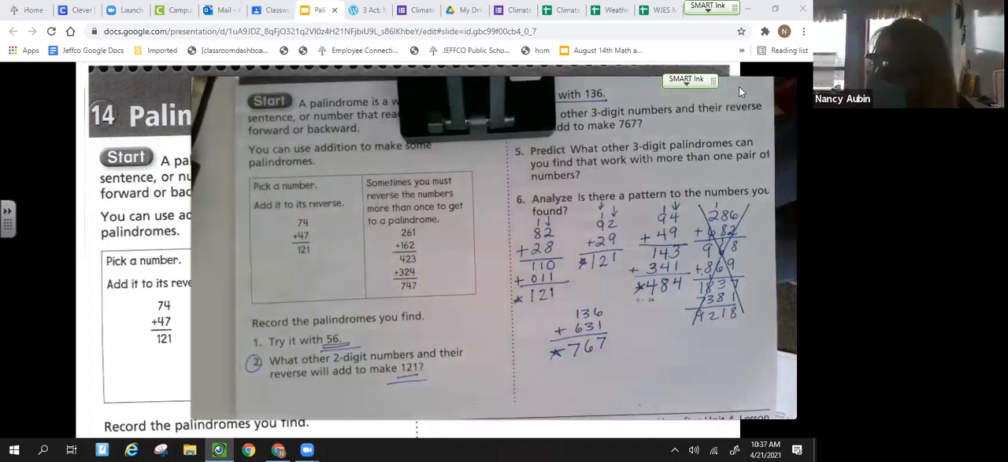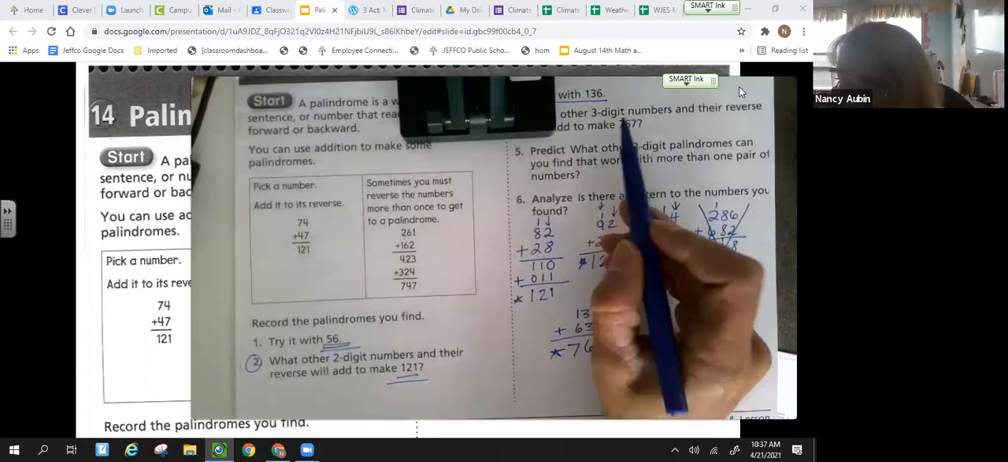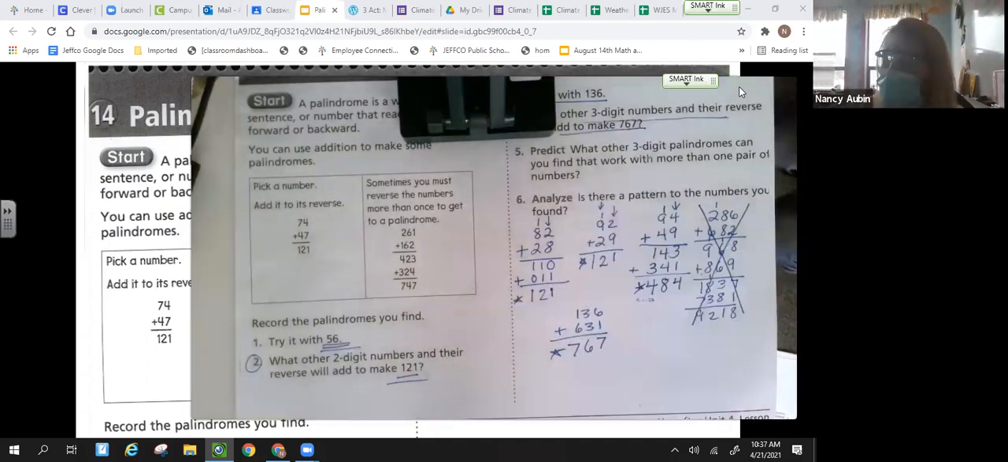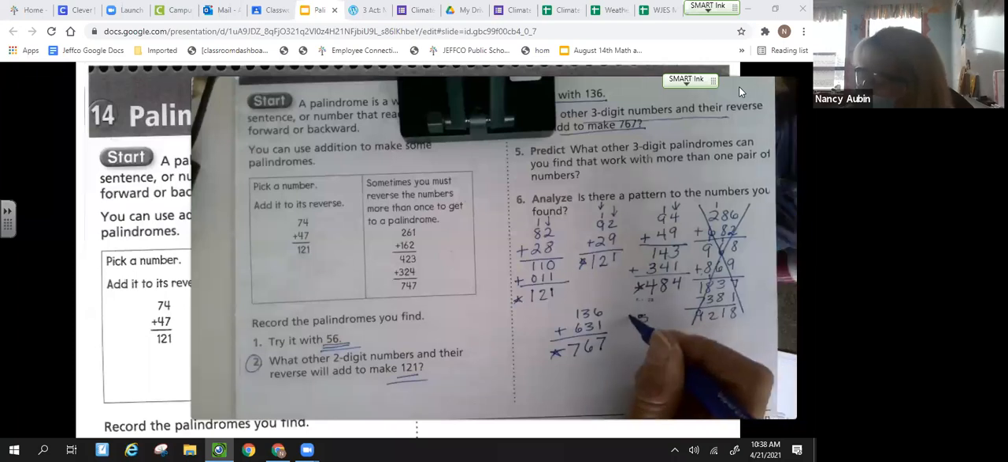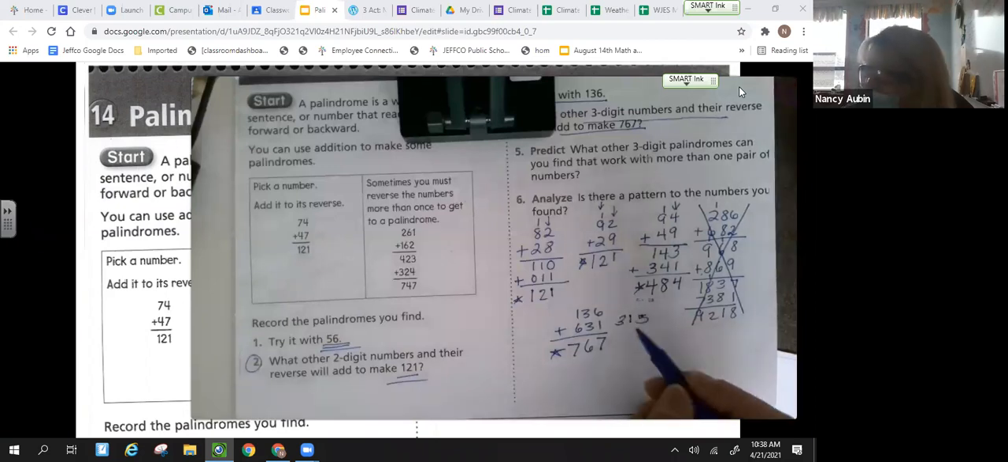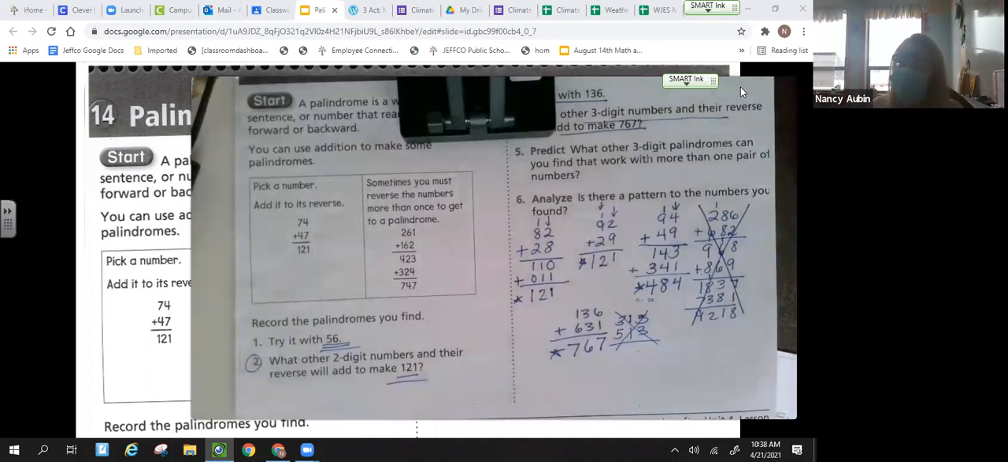What other 3-digit numbers and their reverse add to make 767? So we could try to think of some others that would work. Like I know 2 plus 5 equals 7, right? So I could maybe have a 5 here, maybe a 1. Oh, I don't know. Maybe that would work. 315 plus 513. No, that's not going to work. You'll have to play around with it and try some different ones.